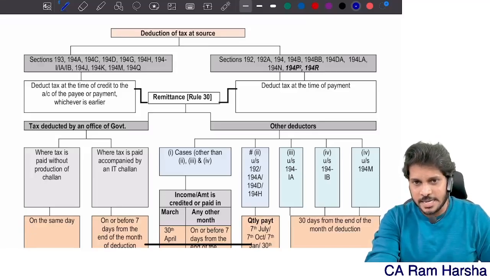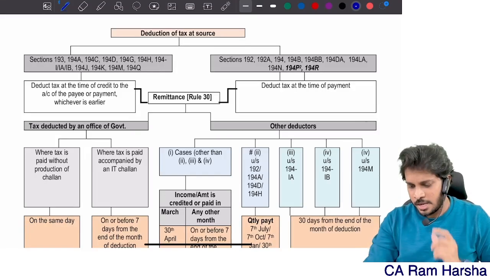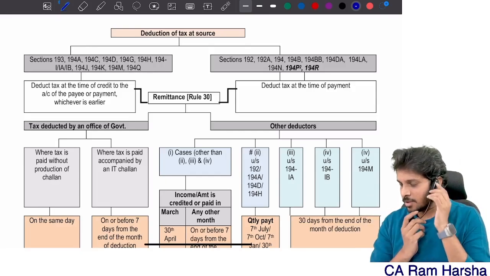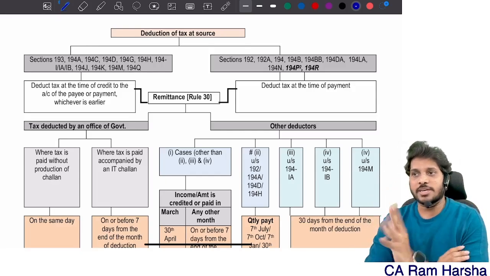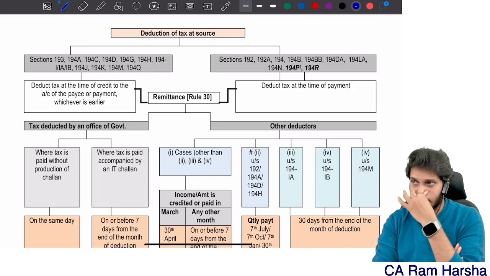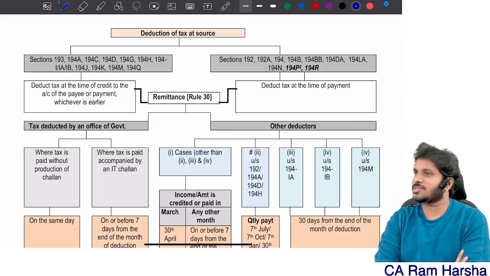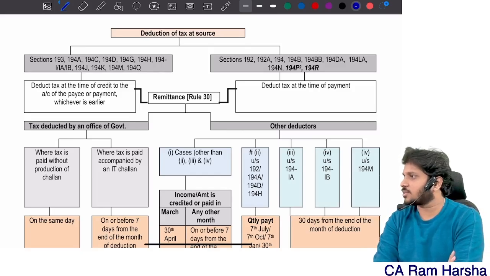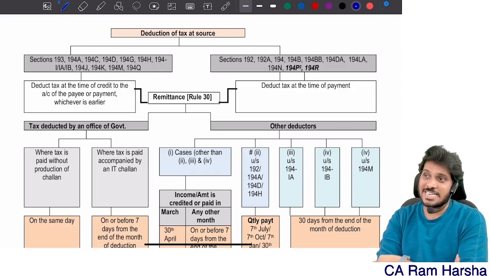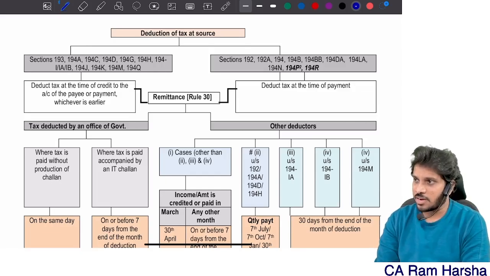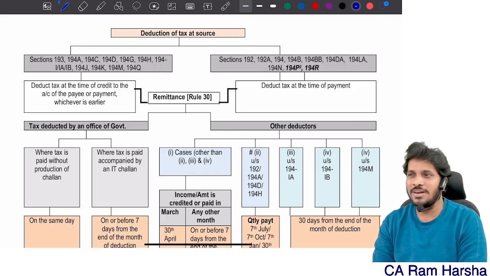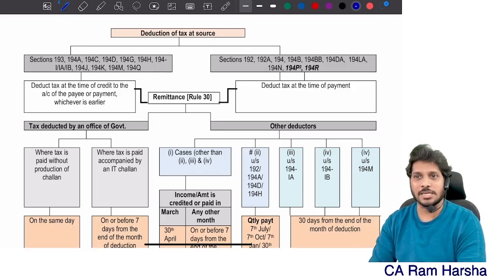So TDS and TCS. Let's begin the concept of advanced tax, TDS and TCS. TCS provisions are dealt under only one section, that is 206C, which has 5 subsections. We can actually call them clauses. There are 5 clauses under which TCS provisions are discussed: 1C, 1D, 1G, 1H. We'll discuss that later. We'll come back to it later.